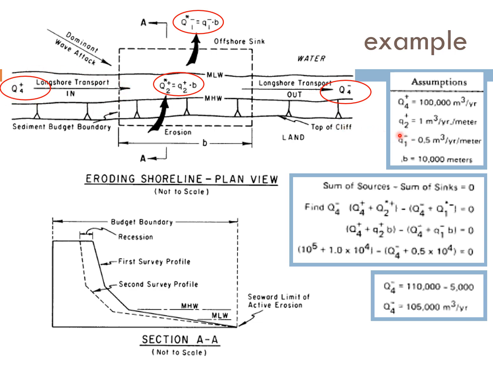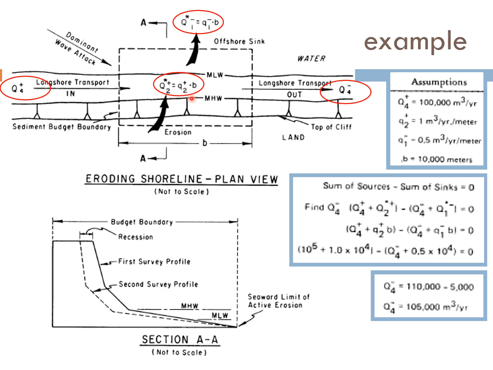We have, in small letter, q2 plus of 1 meter cube per year per meter, which corresponds to the cliff erosion here. So for every meter of the cliff, we lose 1 meter cube per year. So we will have to multiply that by the length of the cliff in order to get the total sediment contribution from the cliff erosion.